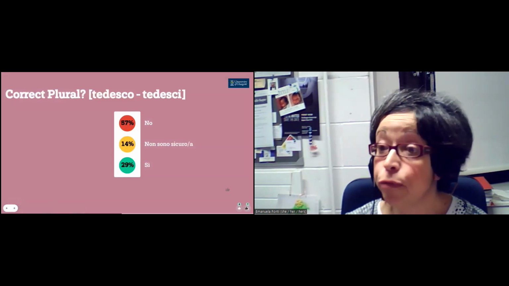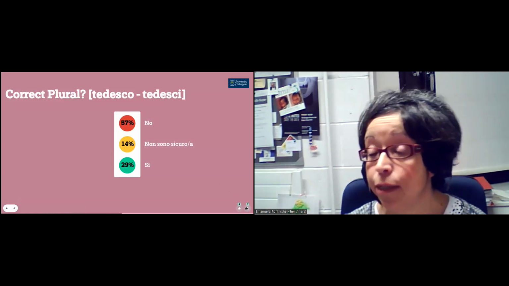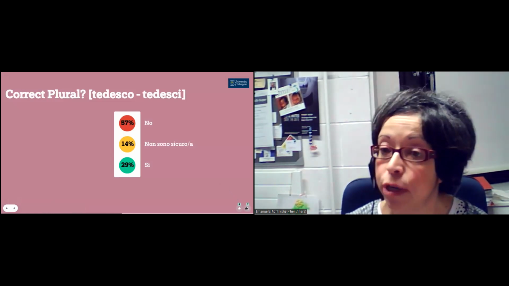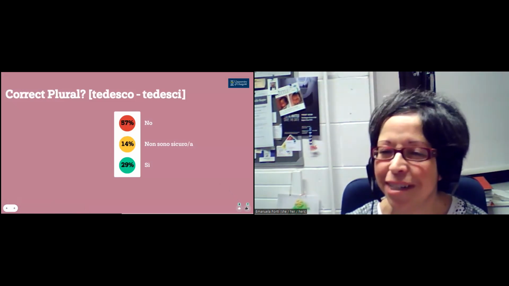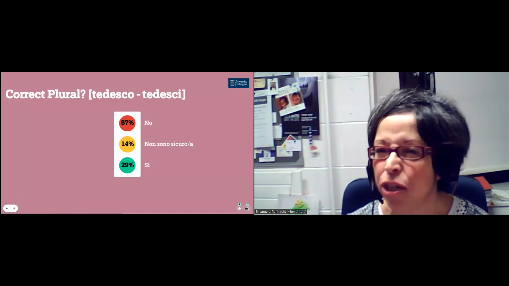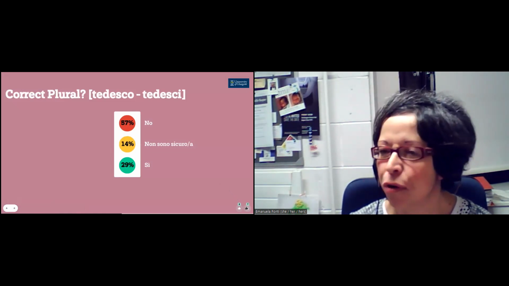And in the next one, we're focusing on nationality. So tedesco, German, tedeschi with the H would be the plural. So the answer here is incorrect. And actually most students got the right color, in the sense they selected no as the answer. Tedeschi here is not the correct plural of tedesco.